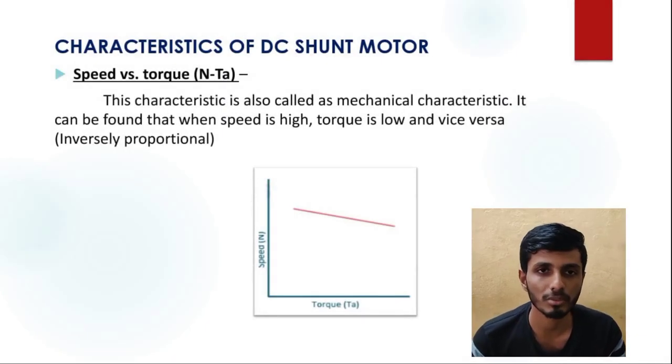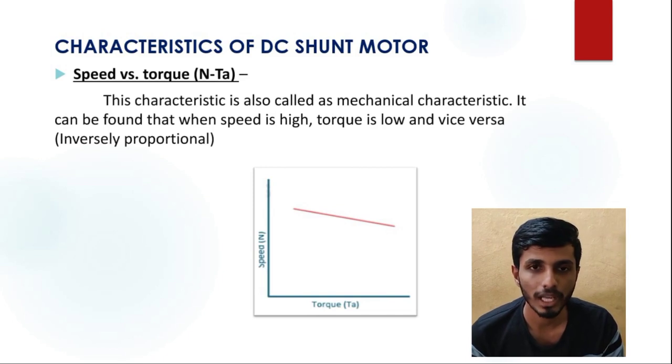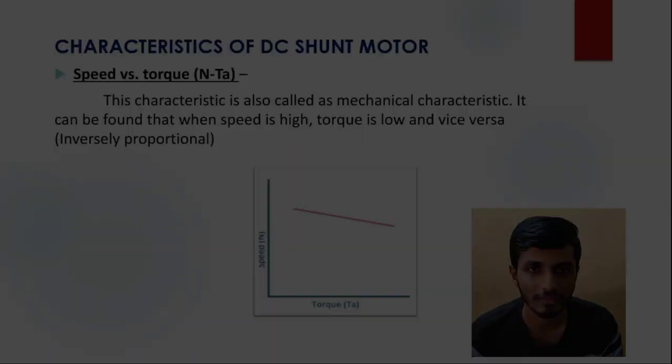I am explaining the characteristics of the DC shunt motor. This is the third characteristic, speed versus torque. This characteristic is also called the mechanical characteristic. It can be found that when speed is high, then torque is low, and when torque is high, then speed is low. It is inversely proportional. As you see in the figure, the graph of speed versus torque is an inclined straight line.